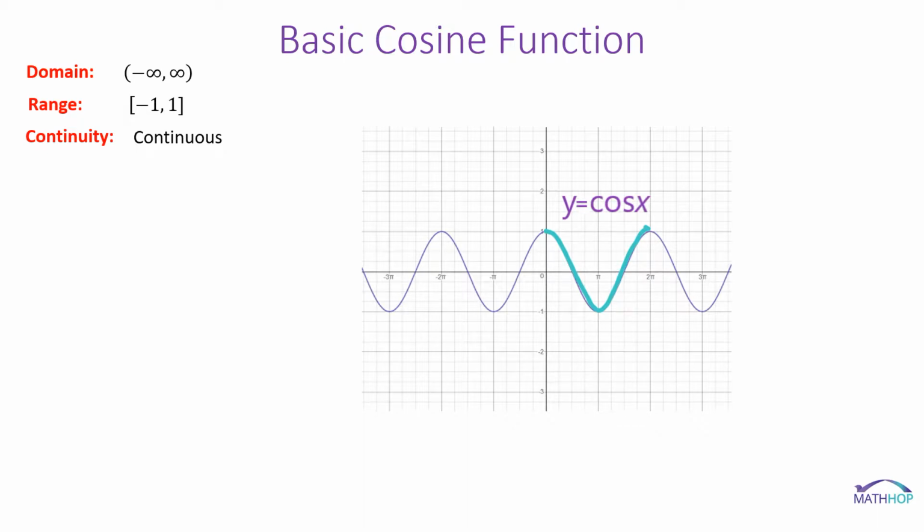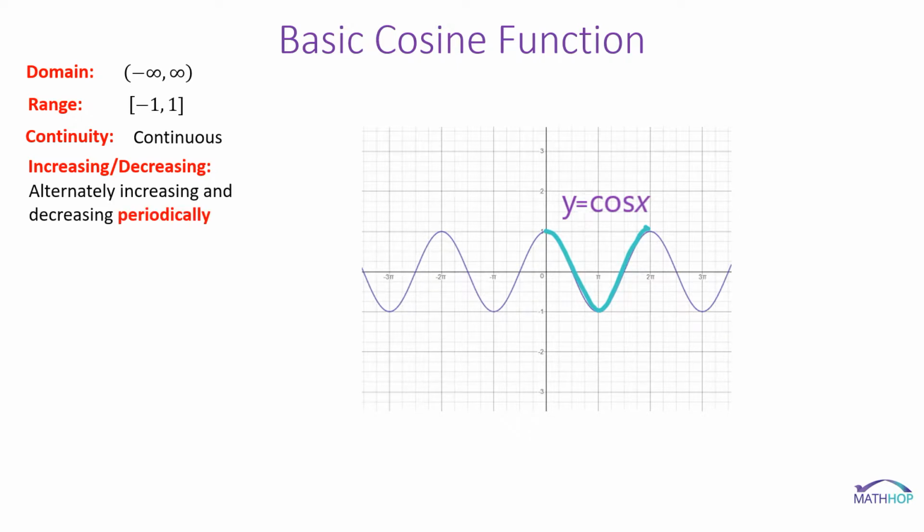For the intervals where it's increasing or decreasing, again, we see there are many intervals where it's both increasing and then decreasing. That is because the graph of cosine alternately increases and decreases periodically, so we will not state all of those intervals. Is this graph symmetric?